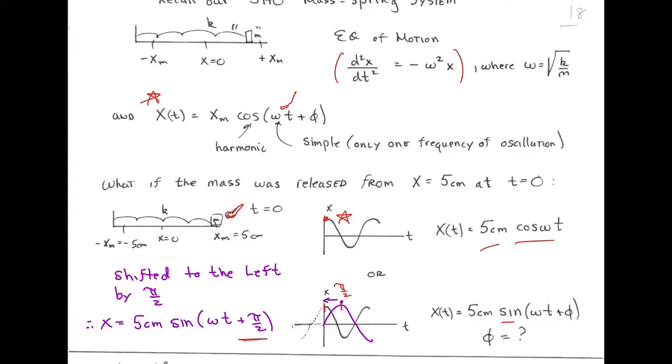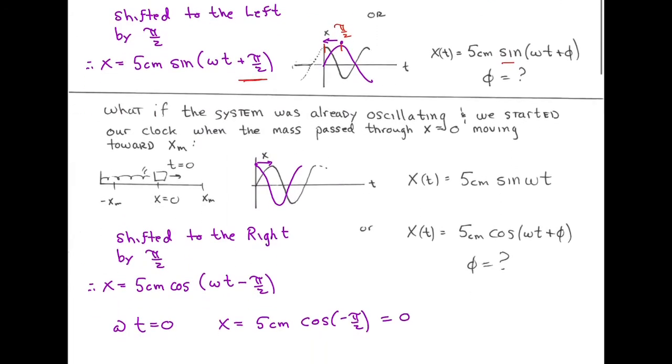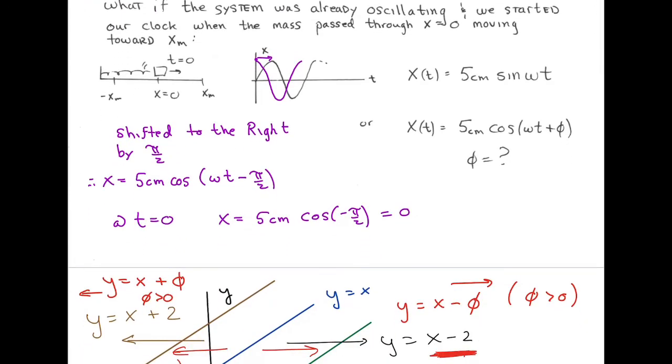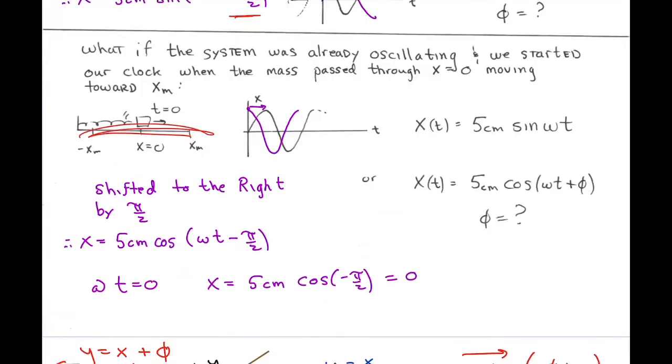Okay, at time equals 0, sine of pi over 2 is 1, and sure enough, that's a high point at 1. All right. Now, let's say the system's already oscillating, and someone walks through the door and starts their timer at time equals 0, right when the block is at the equilibrium point, heading to the right.